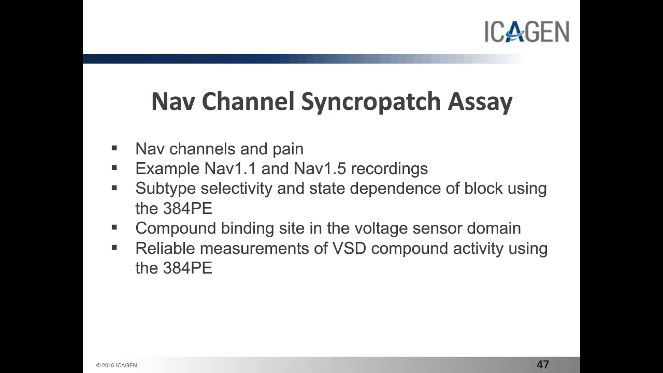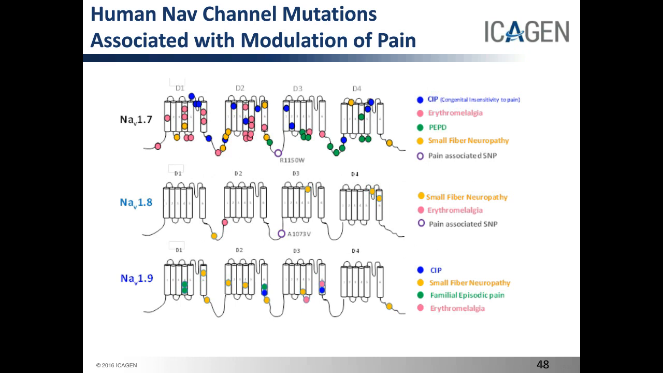As Al mentioned, voltage-gated sodium channels are expressed in numerous tissues, and some mutations can result in disorders such as epilepsy. Here we're showing 3 different NAV channel subtypes that are expressed in neurons, NAV17, 18, and 19. Each of these, the mutations that are depicted here, have been associated with modulation of pain, which makes them a good target for therapeutics for the treatment of pain.